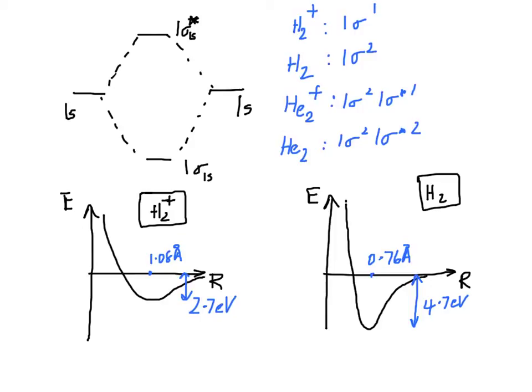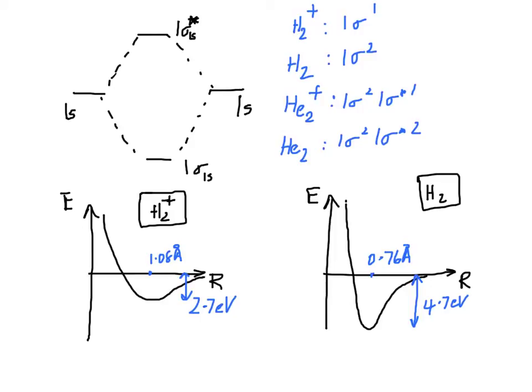Another thing which may not be immediately obvious here is the curvature of the two curves at the minimum indicates that the H2 molecule is actually stiffer. The larger the curvature at the minimum, the larger the spring constant associated with the vibrations. And hence we say that the molecule is stiffer. It will display a higher vibrational frequency at equilibrium.